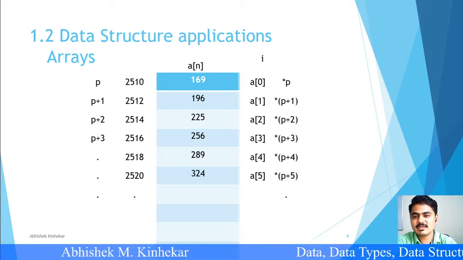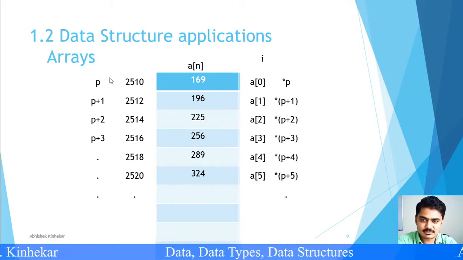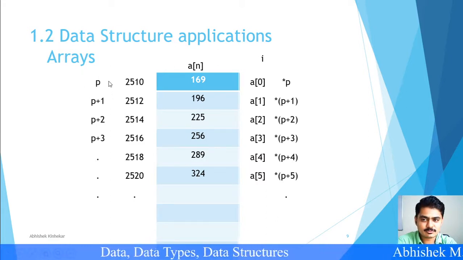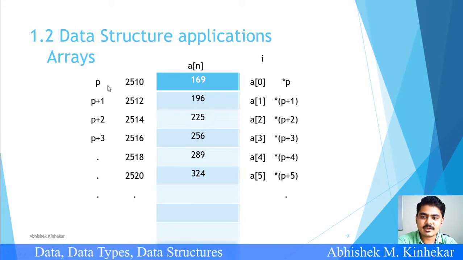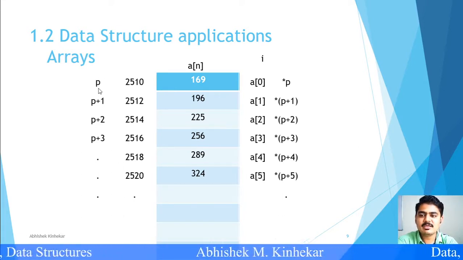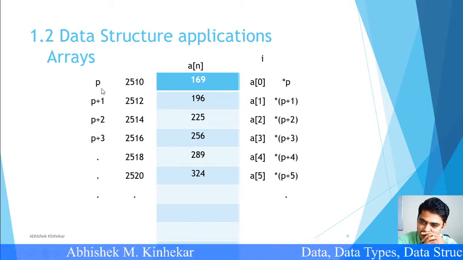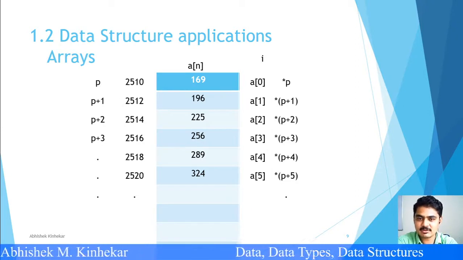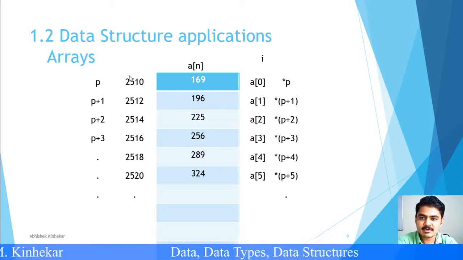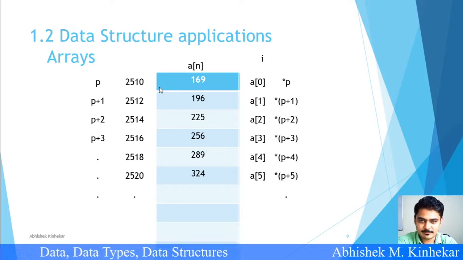Now if a pointer is a variable which stores an address, then we can address our array with respect to a pointer, correct? So we are going to address our array with respect to pointer p. What is p? p is a pointer which stores the address of an array. And what address of an array does p store? p stores the base address, or starting address, of an array. In our case, 2510 is the base address of the array, so p stores 2510, correct?